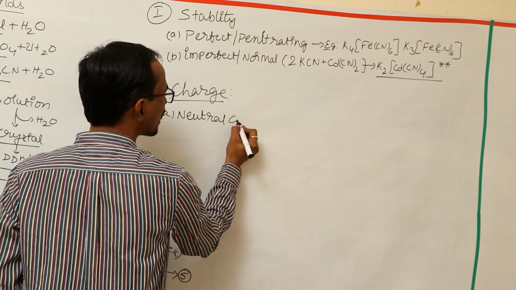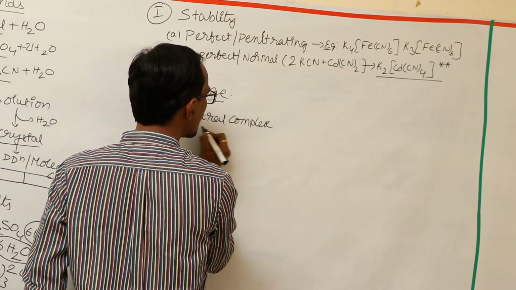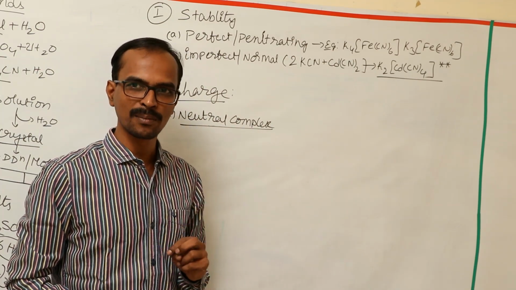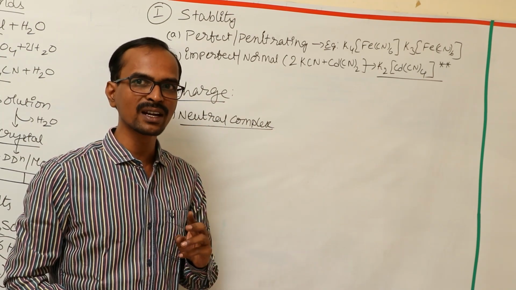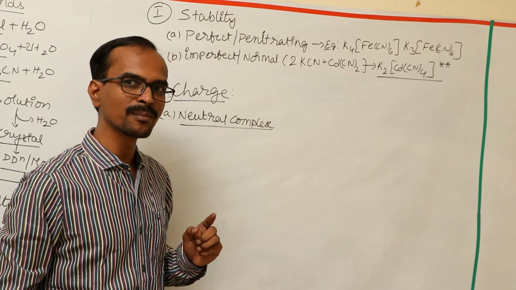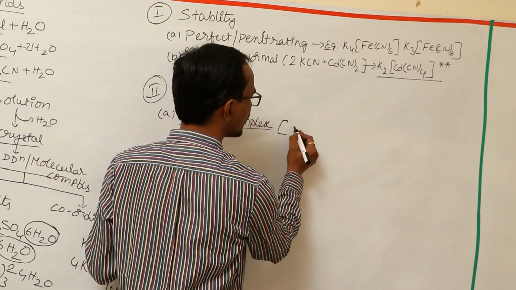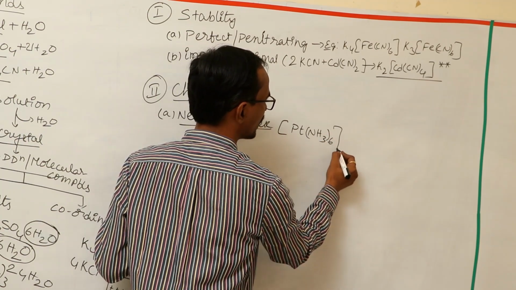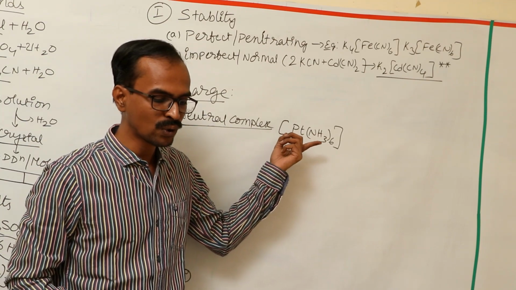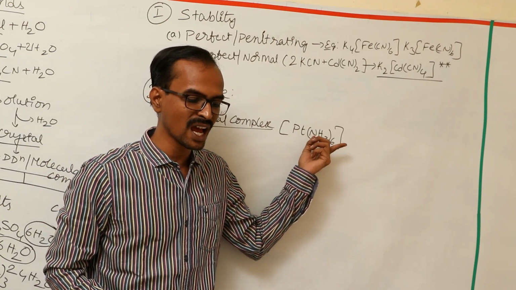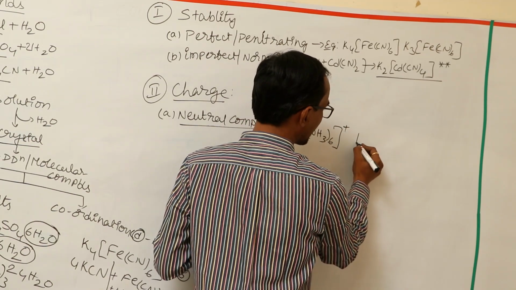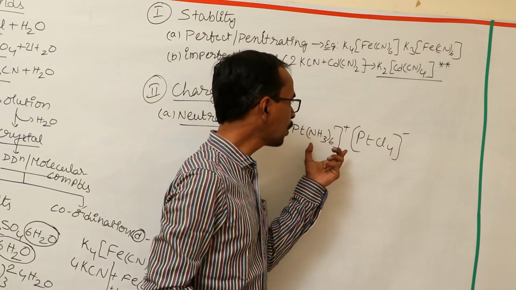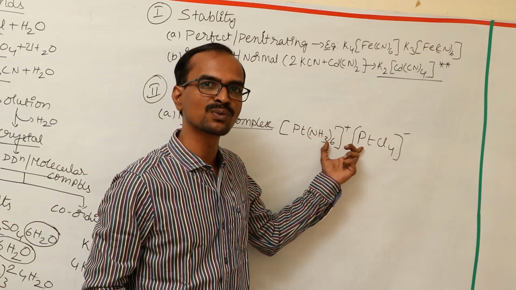That means the complex does not carry any charge. If there is no charge on the complex, they are called neutral complexes. Here we have two different kinds of neutral complexes. Let us take [Pt(NH3)4] and [PtCl4]. This is one complex which carries a positive charge, and the second, PtCl4, carries a negative charge. So altogether the total charge on the complex becomes 0.